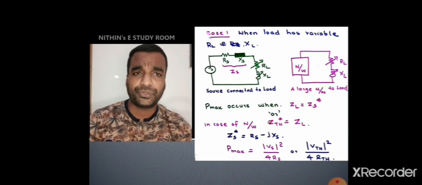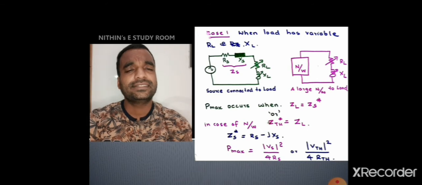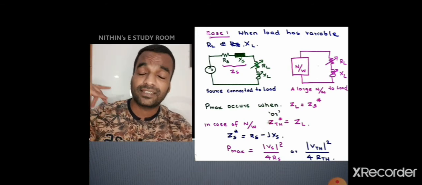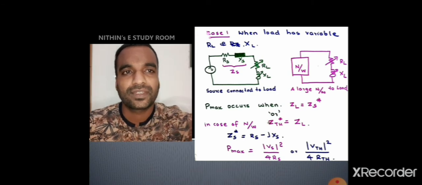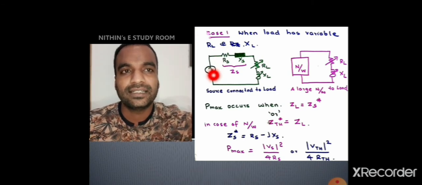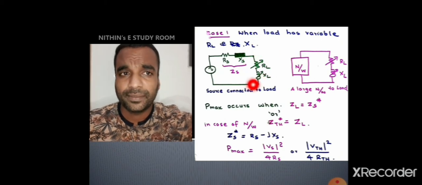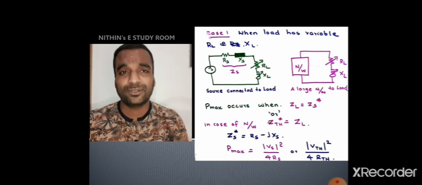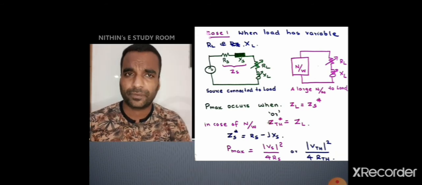Actually, you can see two circuits. One is a green circuit and one is a pink circuit. The green circuit is the second case that we discussed in case of DC. That is a single source. Here you can see a single source connected to a single load. In the load, you can see RL and XL because it is an AC load.